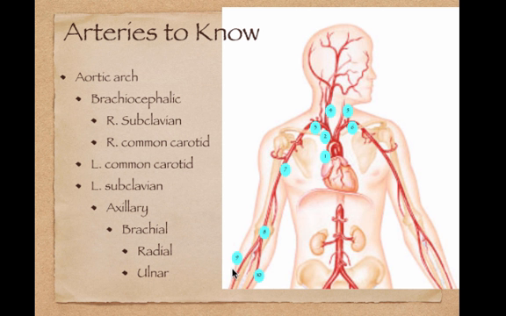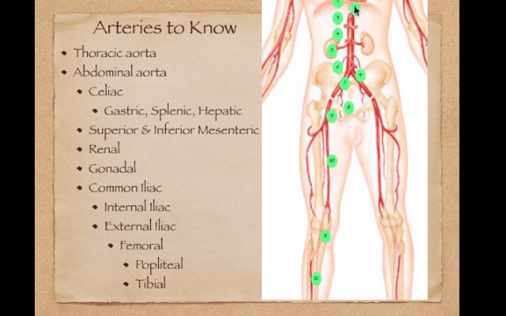And then we have the radial and the ulnar arteries that are near the radial and ulnar bones of the forearm. Moving down into the abdominal cavity, it becomes the abdominal aorta. And the abdominal aorta really branches into vessels that serve the trunk and legs. First, we have the celiac branch here, and the branches of the celiac are not shown, but it has 3 important branches: the gastric, which serves the stomach, the splenic, which serves the spleen, and the hepatic, which serves the liver.